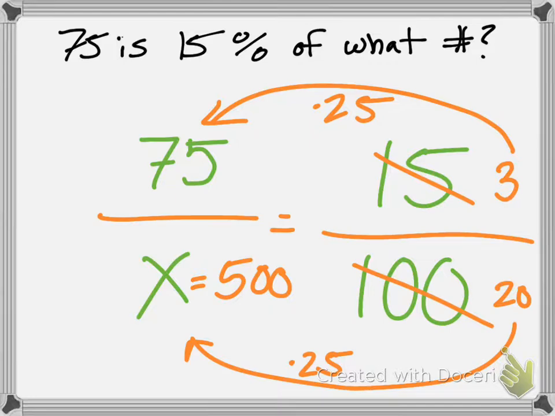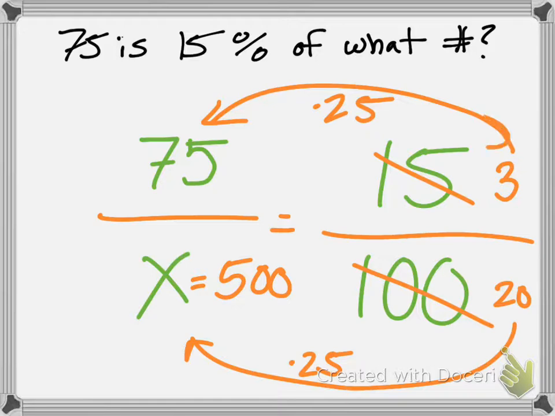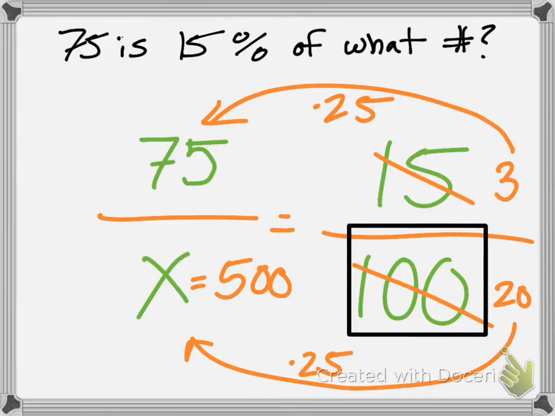I have a question for you guys before I take questions. Is X always going to be on the bottom of our first fraction? No. Sometimes, depending on the question, it might be here. Sometimes, even in the future, it might be here. The only place it cannot be is on our 100. That's it. It's the only place it cannot be.